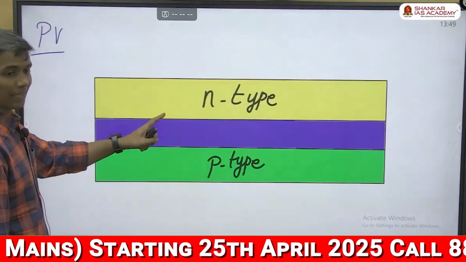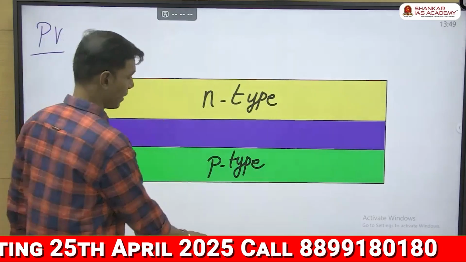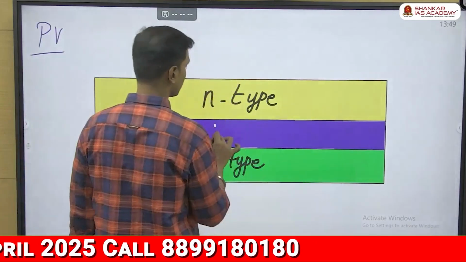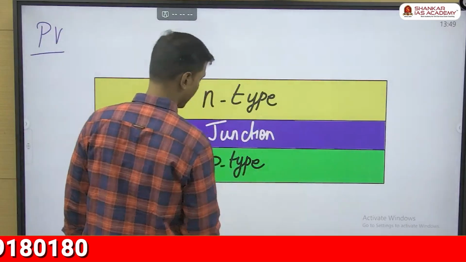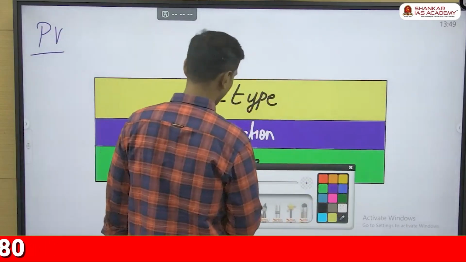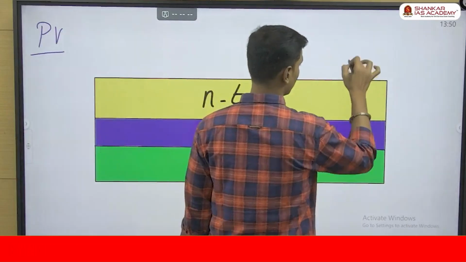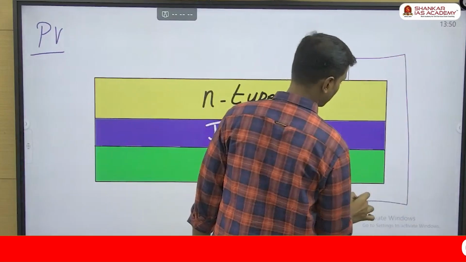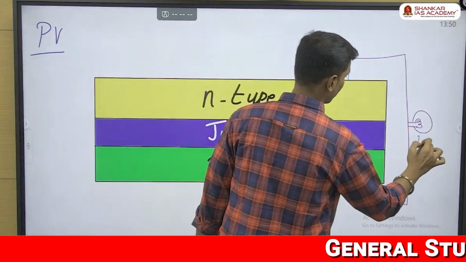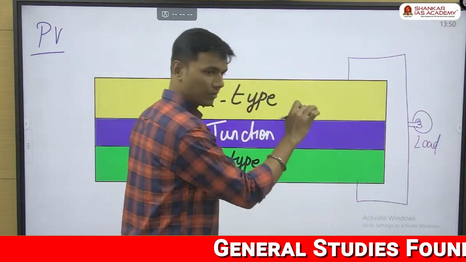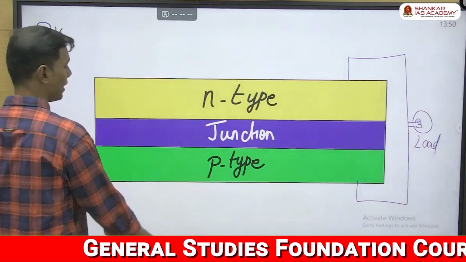What is on the top? N-type. What is on the bottom? P-type. And between these two, we are going to keep a junction. When we say junction, this is capable of conducting electricity. Clear? Next step is, we are going to connect this and this. But this is a short circuit. You should put some load here. You're going to put a light bulb or a battery or something. It's kept here.